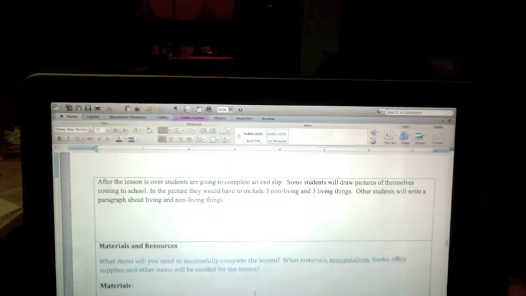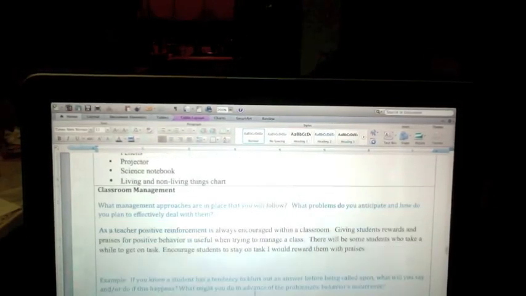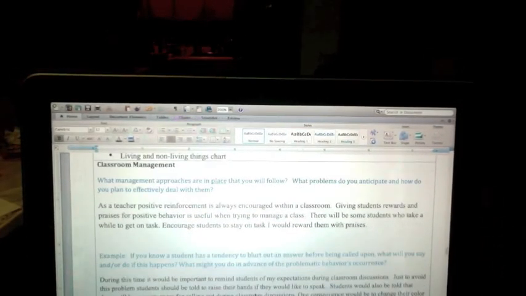I discussed the fact that they're going to have an exit slip, and I discussed the materials with you. For my classroom management, I know that positive reinforcement is always encouraged. Giving students rewards and praises for positive behavior is useful when trying to manage a class. There will be some students who take a while to get on task, I'm sure, but I would encourage them to stay on task and reward them with praises. In my experience teaching, these students love for a teacher to praise them and acknowledge that they're doing the right thing.